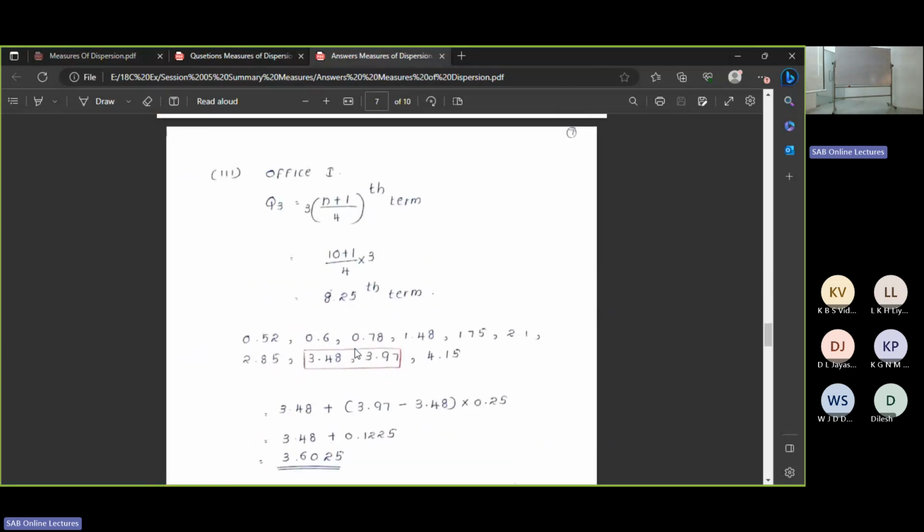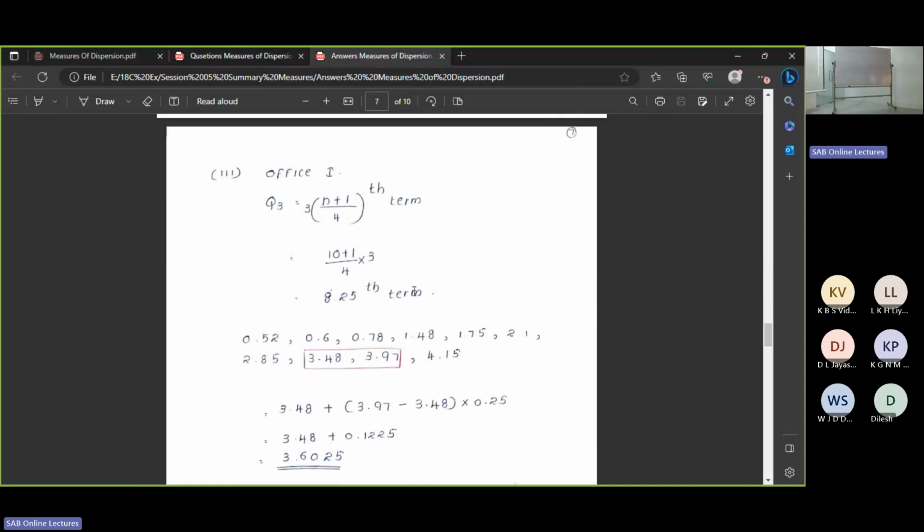Then of this one, first step, arrange the data set in ascending order, smallest value to the highest value. Then to find which term is the third quartile, (n plus 1) divided by 4. Q3 is the third cut point, so therefore multiply by 3. Then it means 8.25th term is the third quartile.